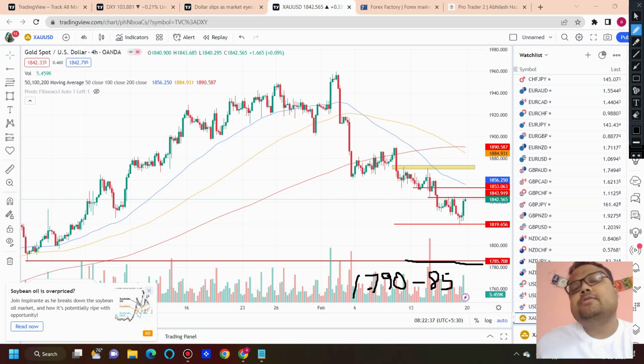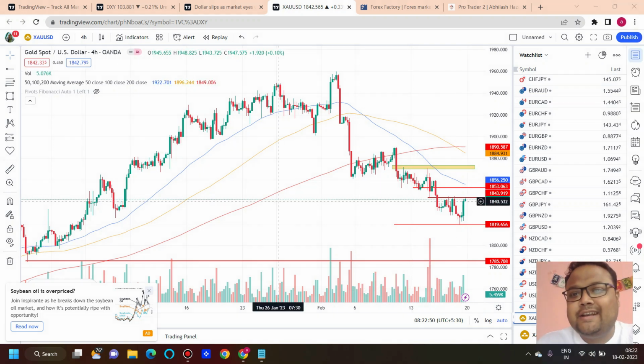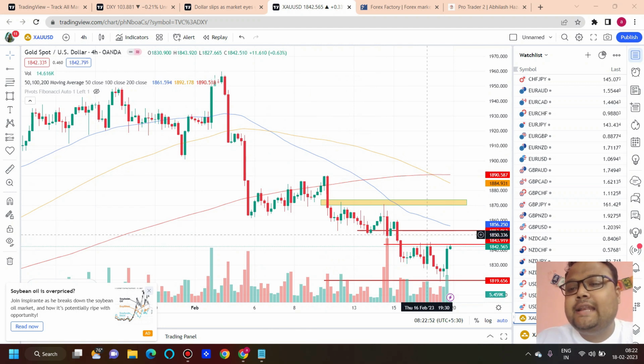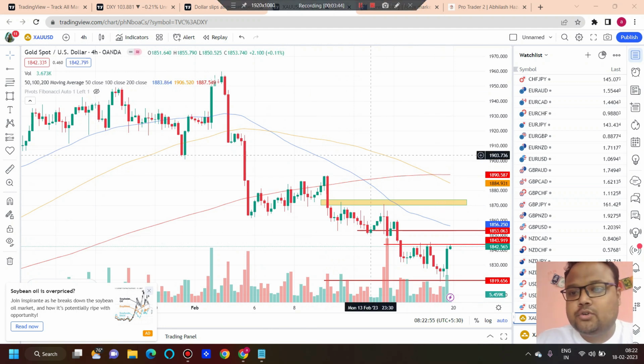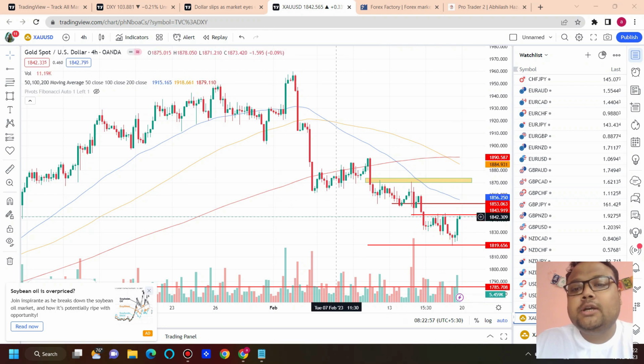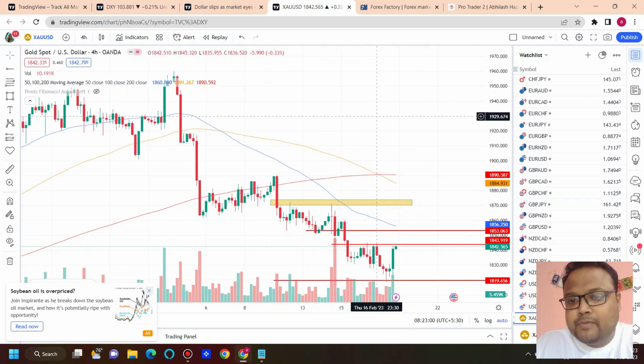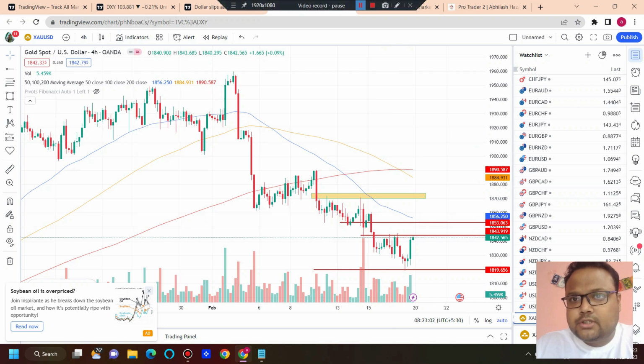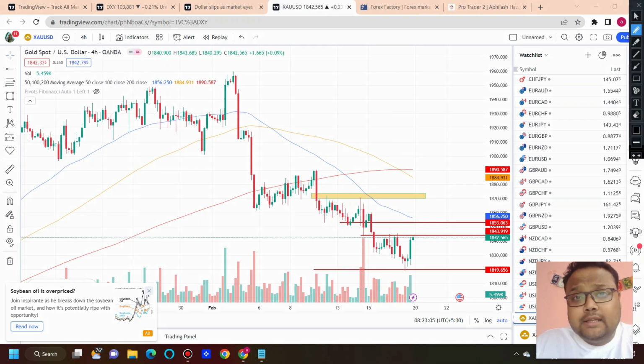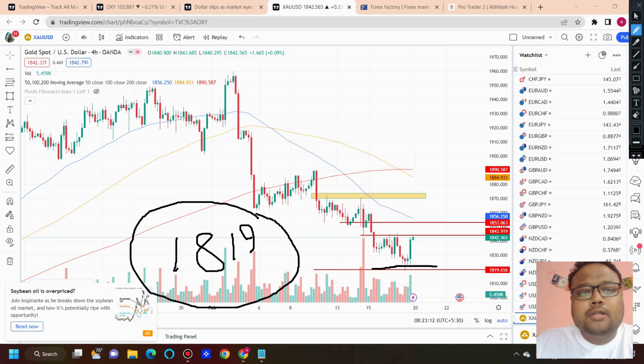So in case gold starts falling, then 1790 to 85 is the level where we can expect a big bounce. And if not a trend reversal, at least we can expect a bounce of 80 to 100 pips. After all, this is 1790. But right now gold is trading at 1842, quite far away. So as a result, we need to focus mostly on this part of the chart. So first of all, let's consider the level of 1890 from where the market showed recovery. 1819 is the first or the only support on the chart of gold right now.